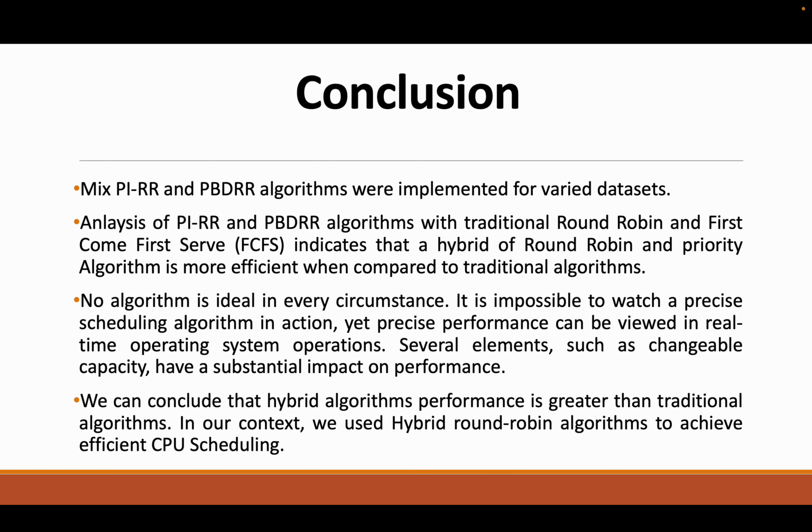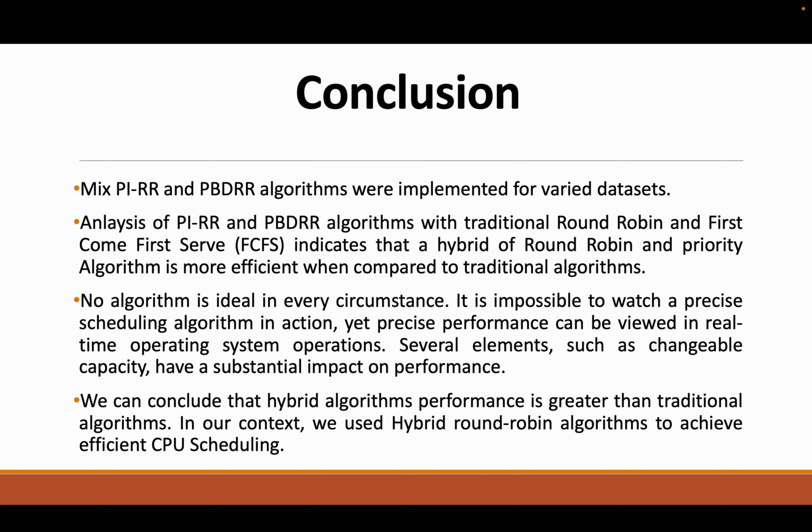Mixed PIRR and PBDRR algorithms were implemented for various datasets, and we checked various scenarios by giving different inputs, and we had a thorough comparison of all these algorithms with round robin and first come first serve. Analysis of the PIRR and PBDRR algorithms against traditional round robin and first come first serve indicates that a hybrid of round robin and priority algorithm is more efficient when compared to the already existing traditional algorithms.